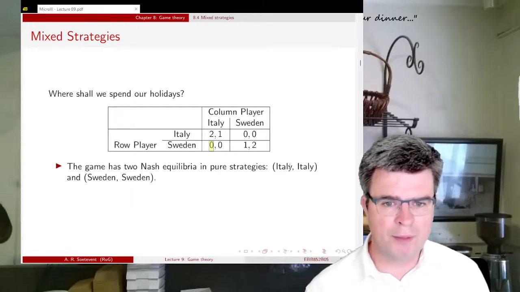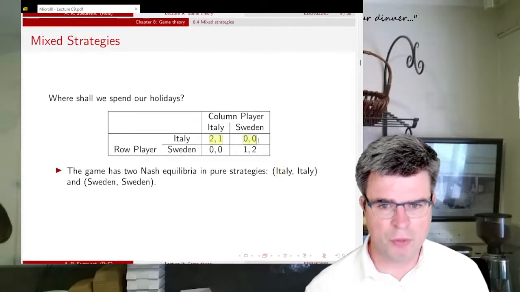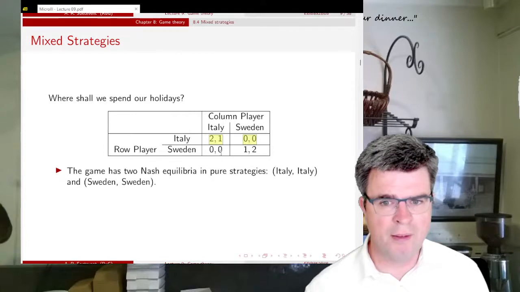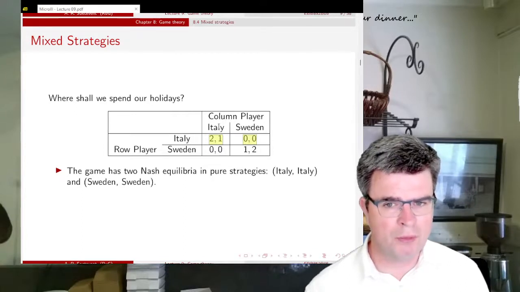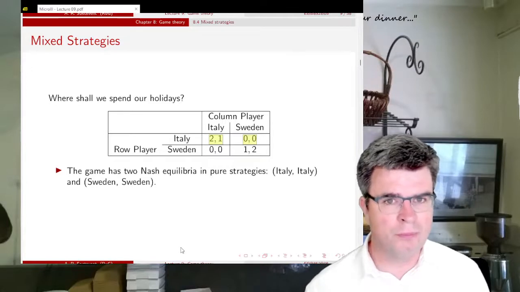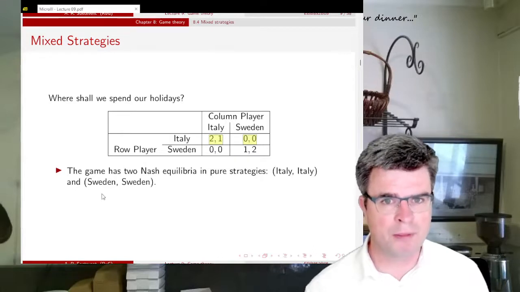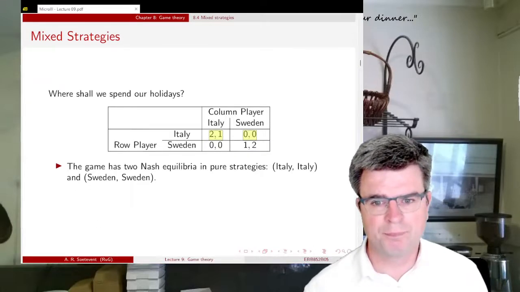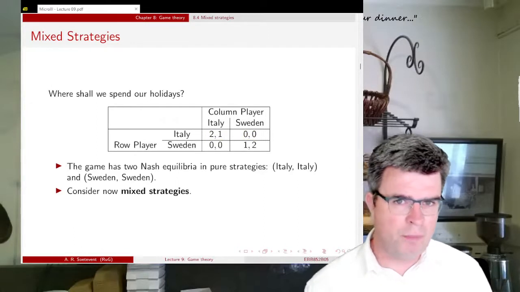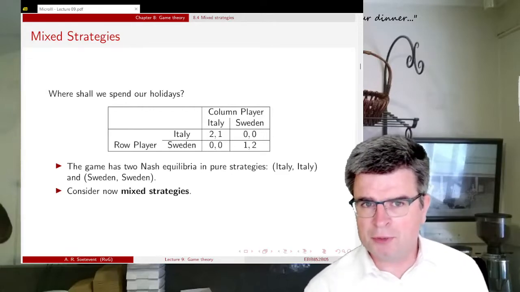Identically, for the column player, given that the row player decides to go to Italy, we are in this row over here, and you can easily see that in that case it's optimal for the column player to choose Italy as well, because then the column player's payoff will be 1 instead of 0. And you can also check yourself that Sweden is also a Nash equilibrium in pure strategies of this game. So this you already knew from your previous microeconomics courses.